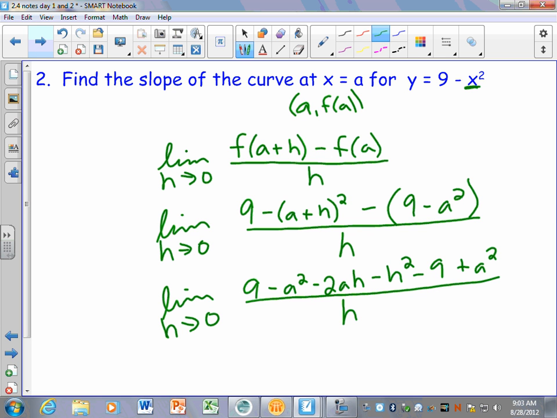You should see everything without an h should cancel. If it doesn't, go back and check your negatives, go back and check your multiplication. But I have a positive 9 and a negative 9 are going to cancel out. A negative a squared and a positive a squared are going to cancel out. And so what's left? Could I factor an h out of that?